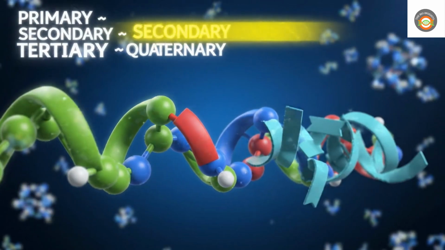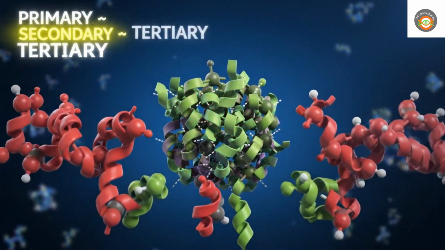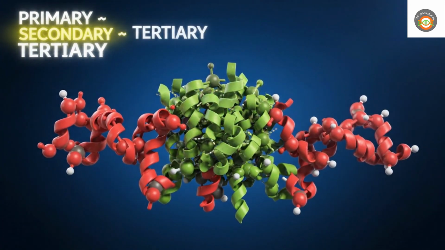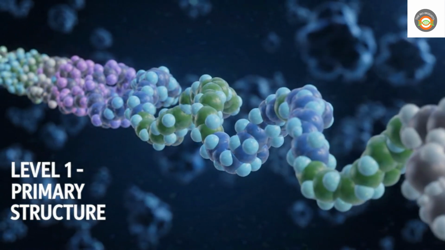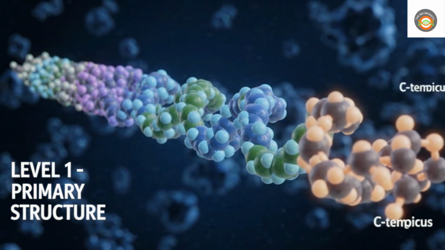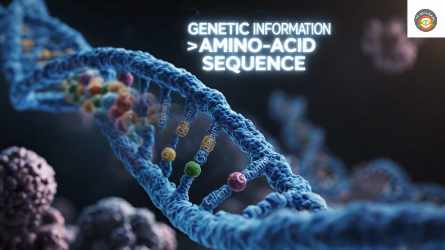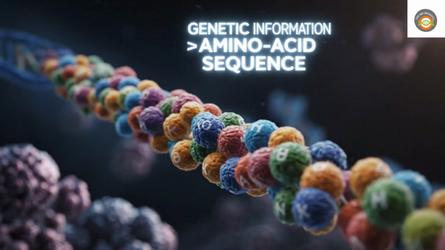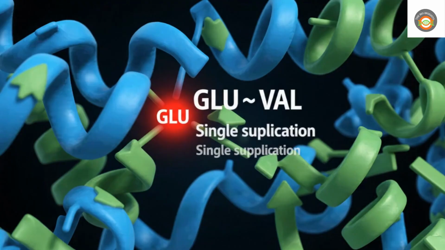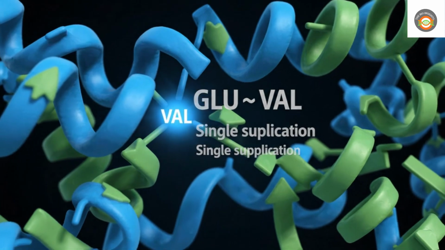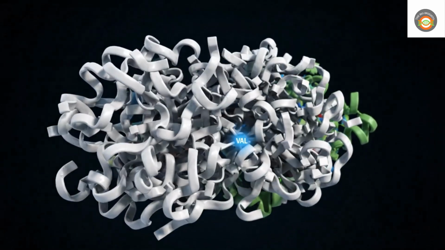Protein structure is organized into 4 hierarchical levels: primary, secondary, tertiary, and quaternary. Primary structure is the exact linear sequence of amino acids in a polypeptide, written from N-terminus to C-terminus. This sequence is genetically encoded and provides the foundation for every higher level of protein structure. Even a single amino acid substitution can dramatically change protein function and contribute to disease.